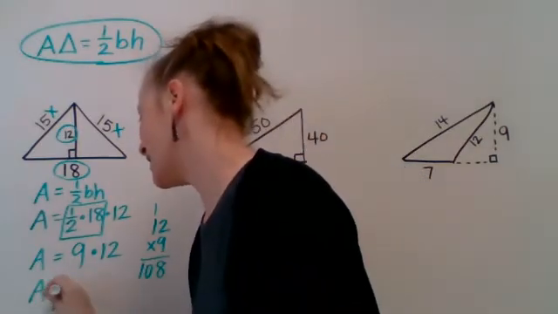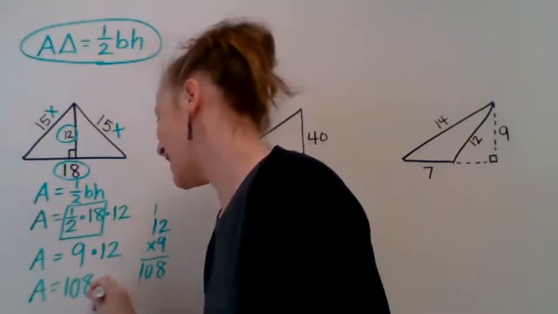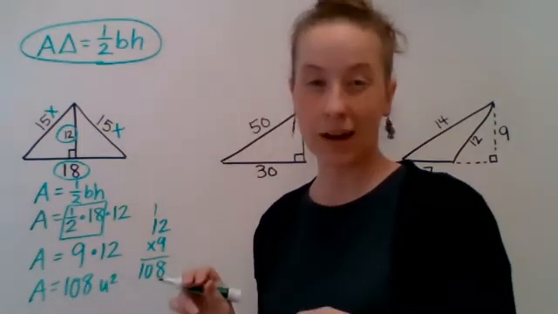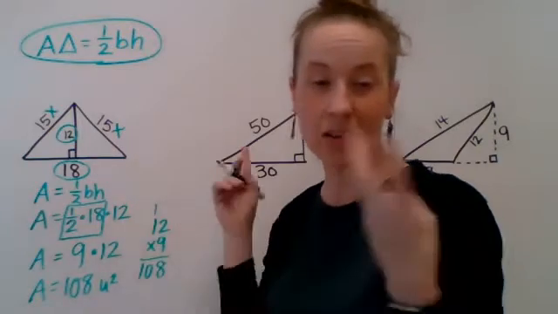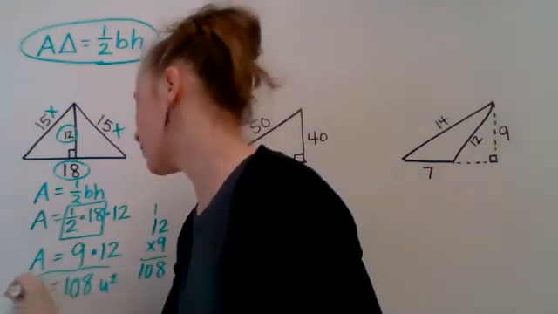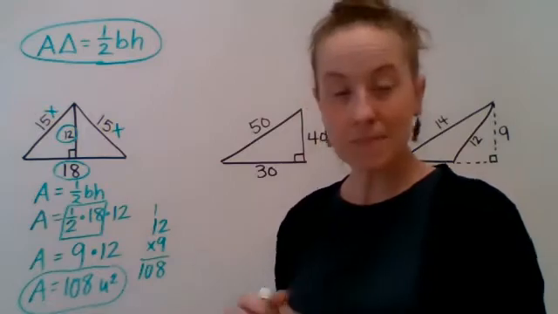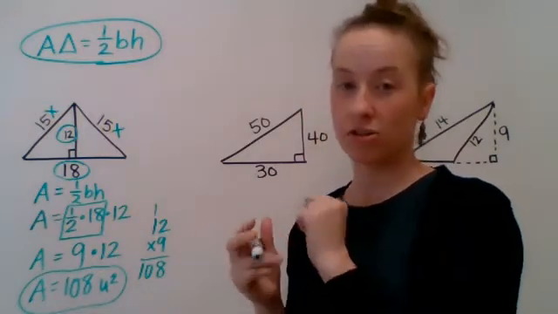So area is 108. And it's units squared or square units because they didn't tell me inches or centimeters. It's units and units squared for area. Here's my answer. Let's try it for another triangle.